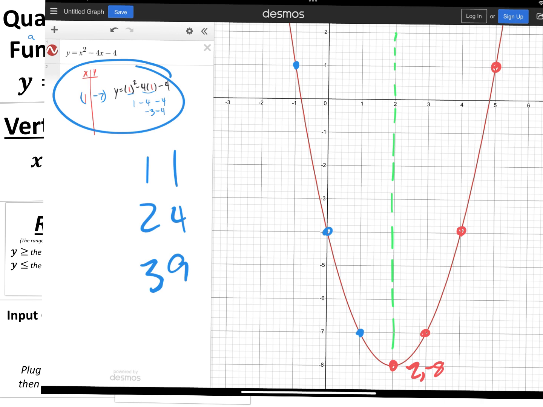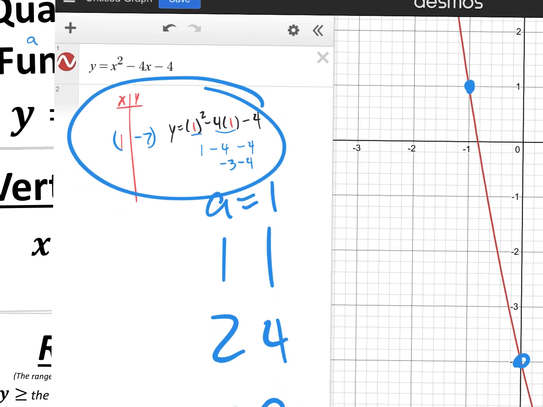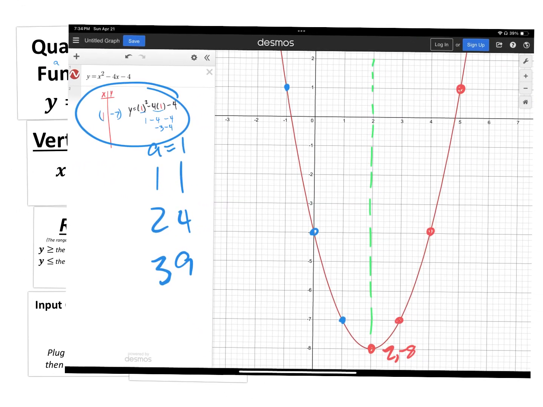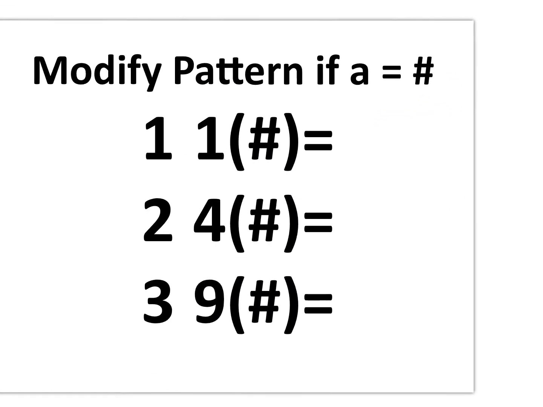So please memorize the pattern 1, 1, 2, 4, 3, 9. That could be used when the a value equals 1. Because the alternative is to actually plug in 1 to get out a -7. And imagine that, that's barely one coordinate, 1, -7. See, we got that blue dot so easy without doing any math. So memorize the pattern.